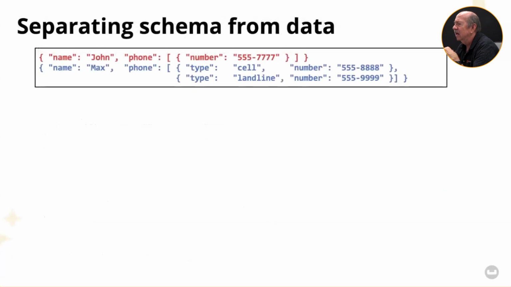So let's double click on that a little bit, separating schemas from data. Here's some cartoon JSON data where we have a couple of people with phone numbers, and the phone numbers might have a type of phone associated with them. It shows a little bit about the heterogeneity of JSON data, right? This person's phone, you just have the number. This person has two different phones, so we have a type and we have the number for that type. So that gets put into your LSM storage.